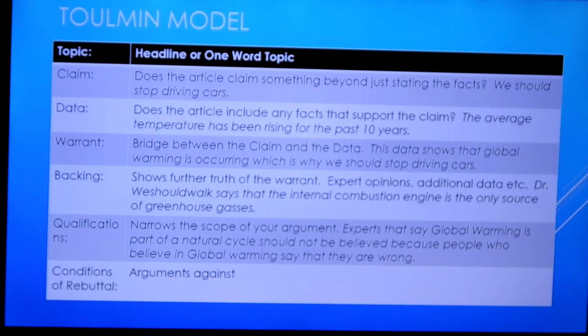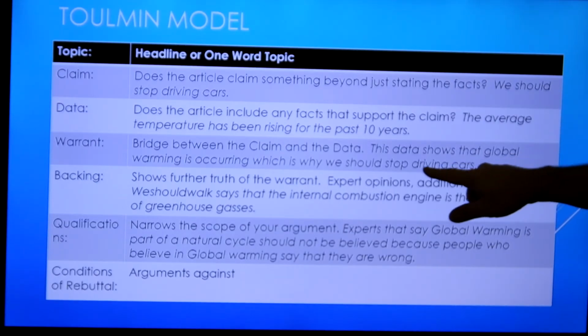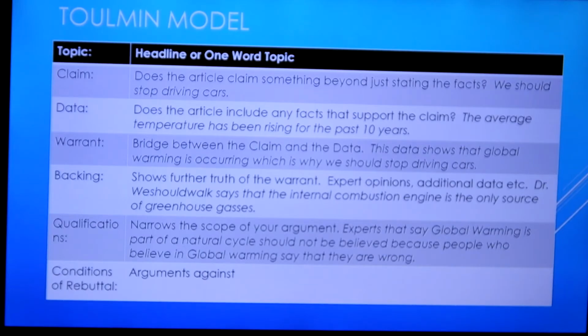So let's find some arguments. It should be pretty easy to do, which would be the conditions of rebuttal for this information in here. So we have a claim, we should stop driving cars. Our data says the average temperature has been rising for the last 10 years. That data shows that global warming is occurring, which is why we should stop driving cars. Is there a problem with that? Yeah. Well, one thing they did tie together that cars cause it to heat.